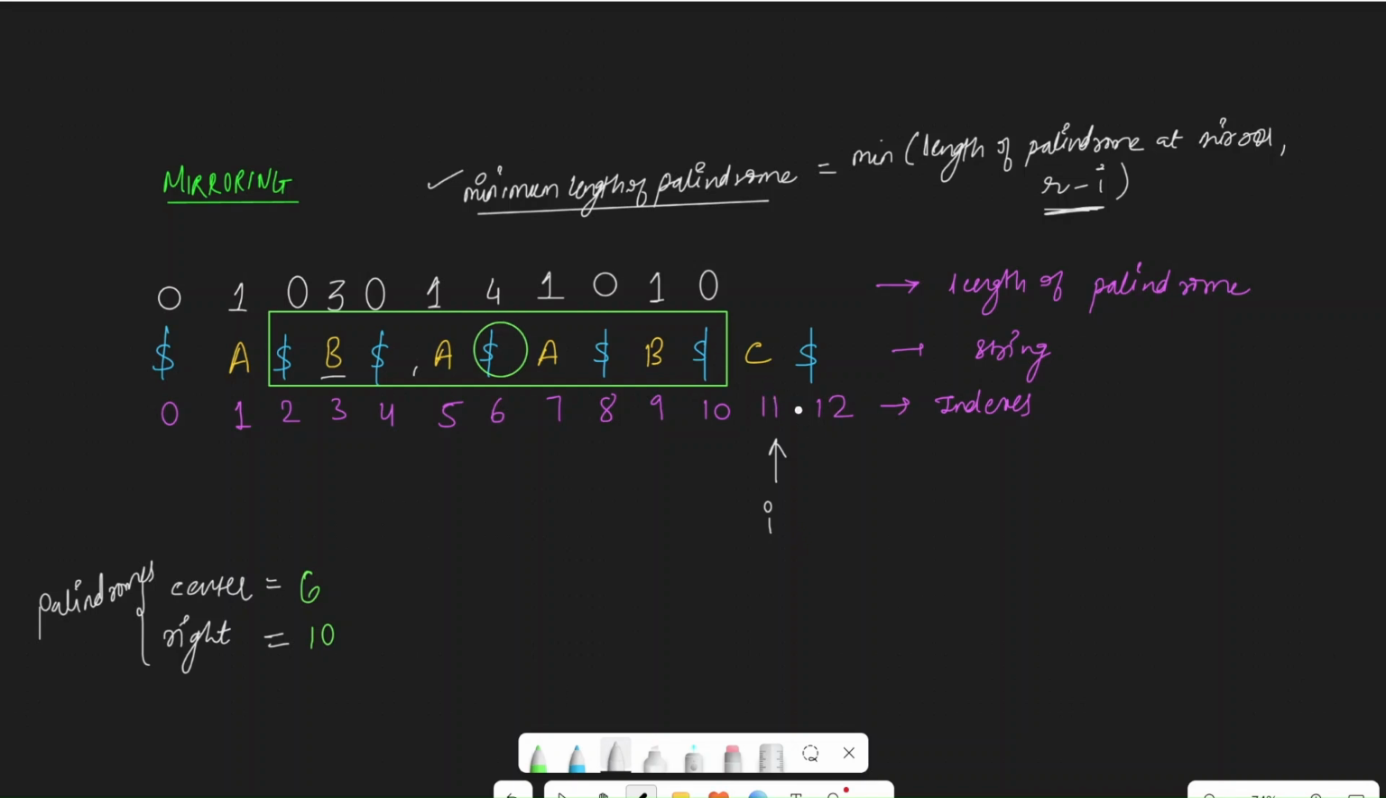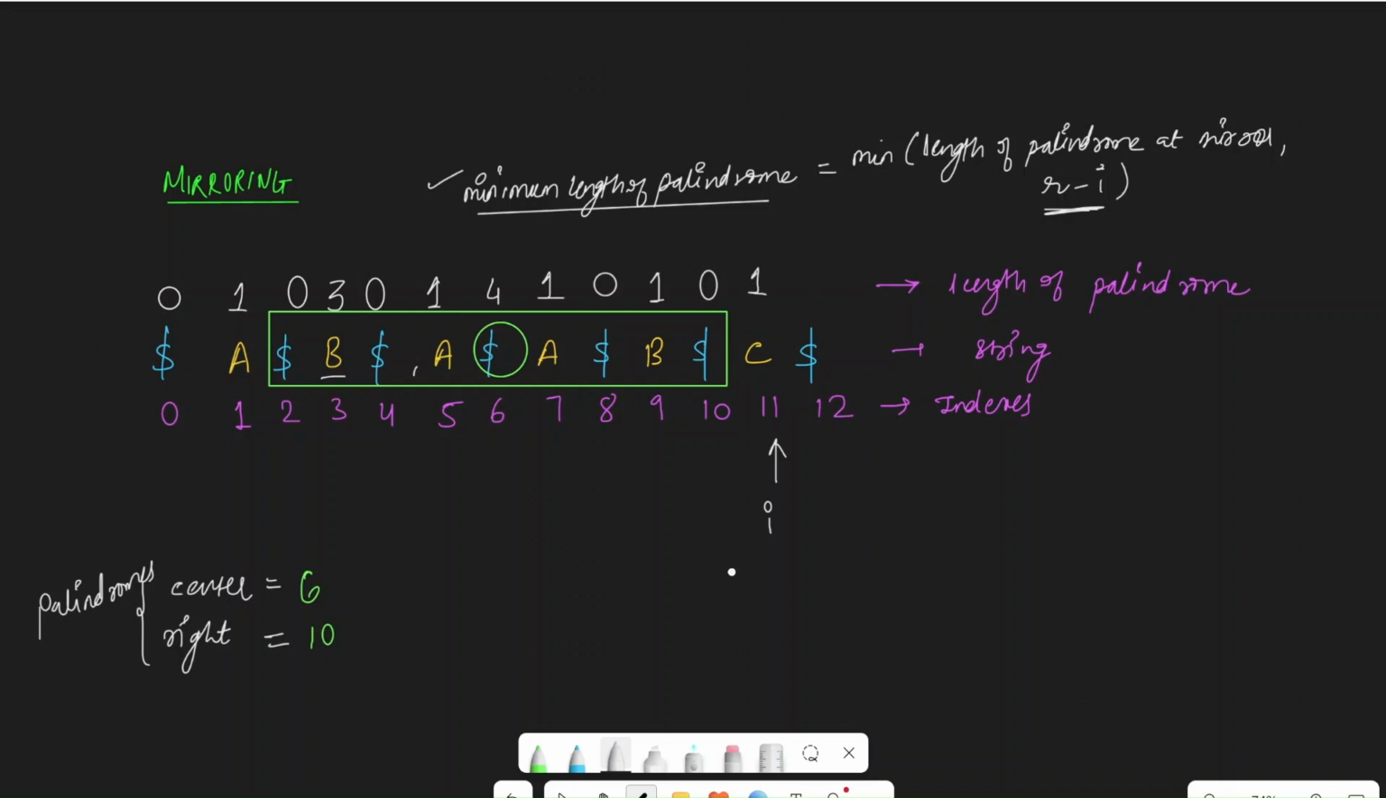Right is at 10, our I is 11. It's not, which means we can't use mirroring. So in this case we have to use expansion. So we expand 1 to the left, 1 to the right. Yes, they are equal. We can't expand beyond 2 on the right, so the maximum length of palindrome that we can get over here is 1.